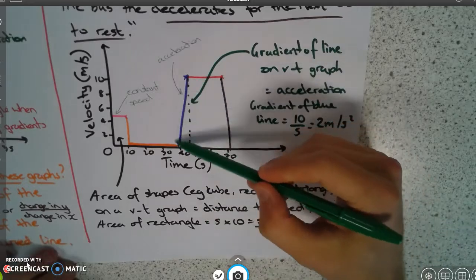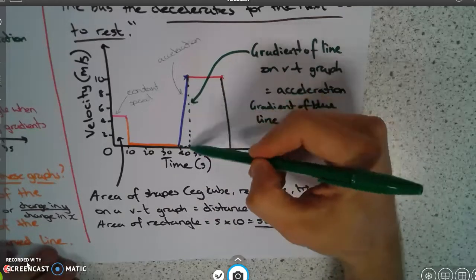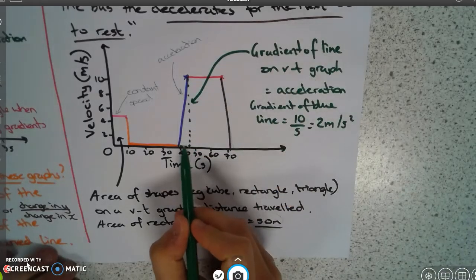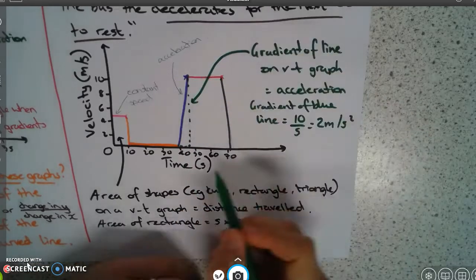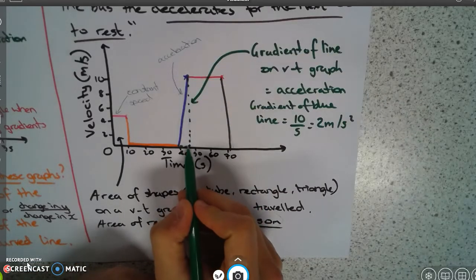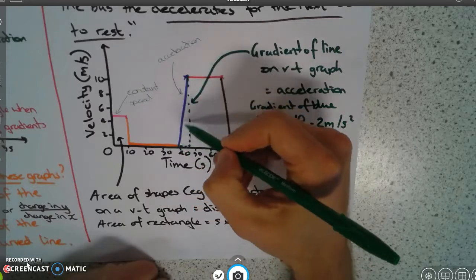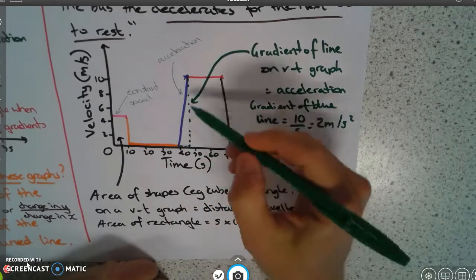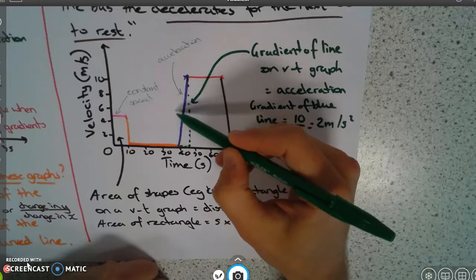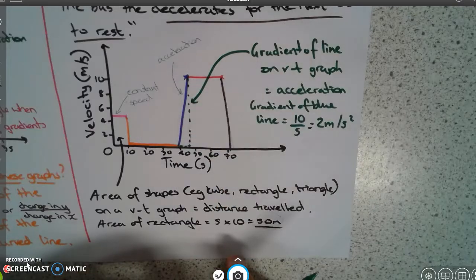So look at this bit here. Gradient is the change in y, the rise, divided by the change in x, the run. So the change in y for this one is 10, and the change in x for this one is 5. So the gradient of this blue part of the line is 10 divided by 5, which is 2. So we can say that this bus is accelerating at 2 meters per second squared due to calculating the gradient of this line.